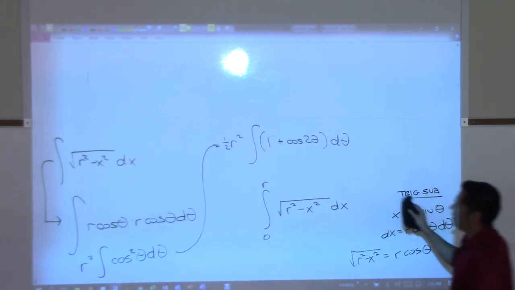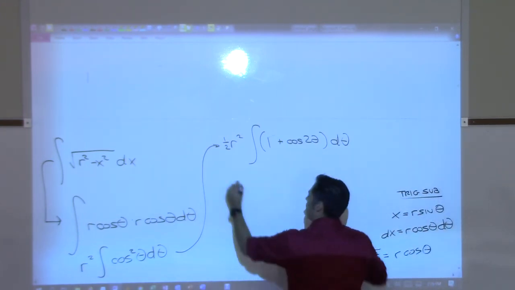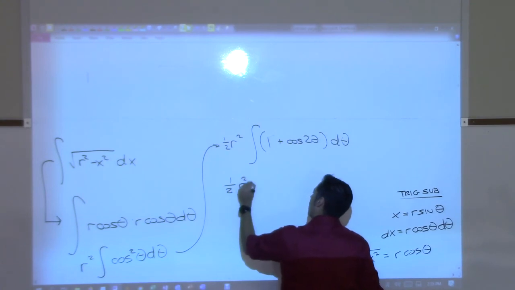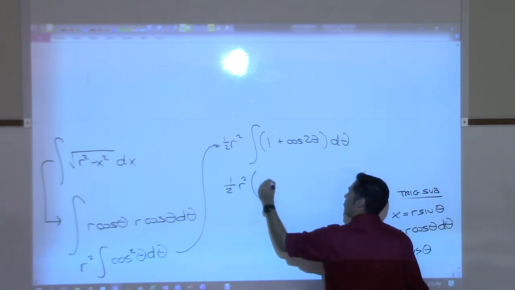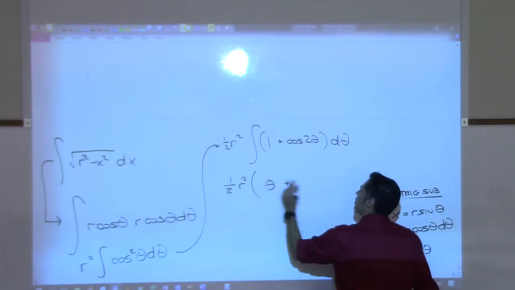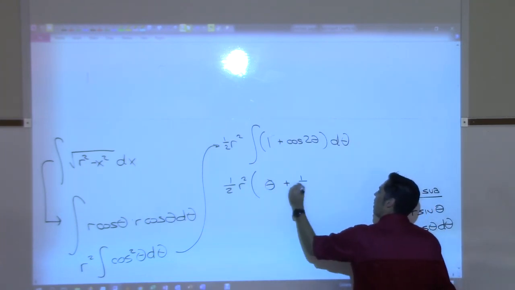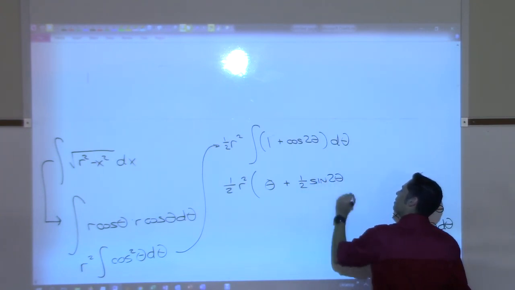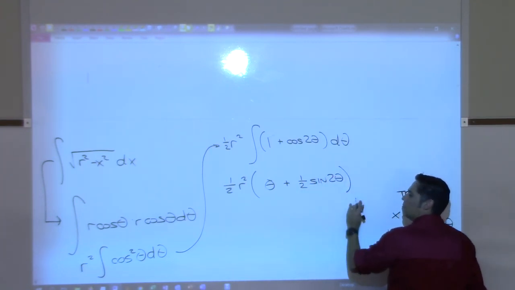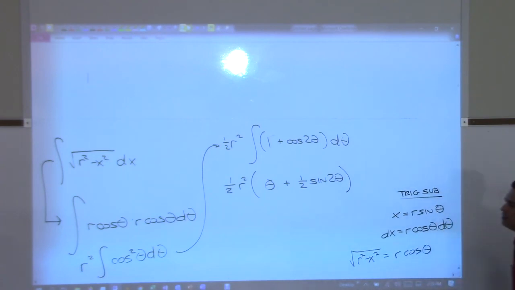Okay, we got our constant out front, 1/2 r squared. Antiderivative time. Theta plus 1/2 sine 2 theta, right? Plus a constant. I was just going to go straight to sine theta cosine theta. Yeah. So that we've done a million times now.